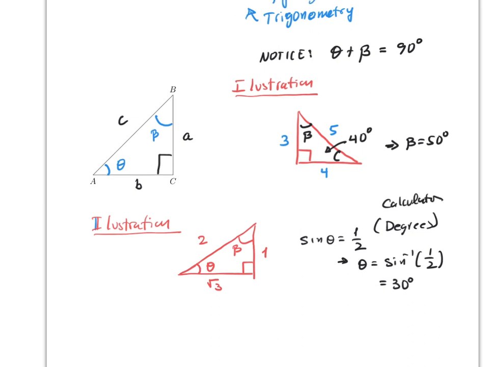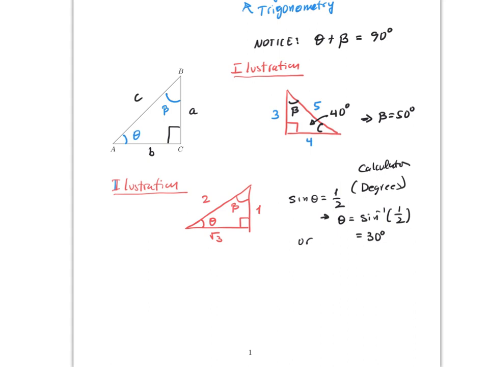Or you could have done tangent of theta, which will be 1 over radical 3. Tangent of theta is this side over this side, which means that theta will be tangent inverse of 1 over radical 3. And you can check using the calculator again that this will also be 30 degrees. All right, so this is what we're going to do right now.